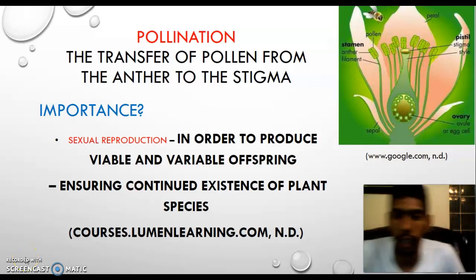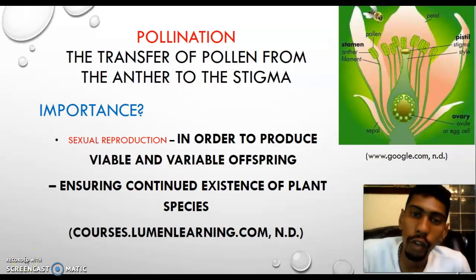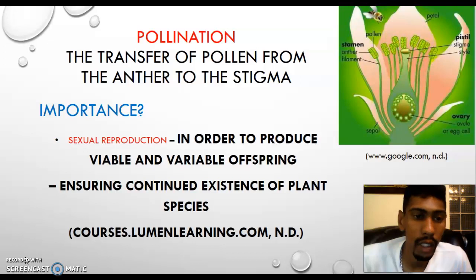So what is pollination? Pollination is the transfer of pollen from the anther to the stigma. What is the importance? It is the sexual reproduction in order to produce viable and variable offspring, and it ensures the continued existence of a plant species.